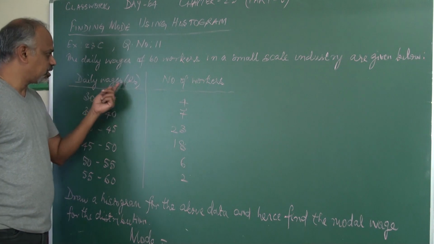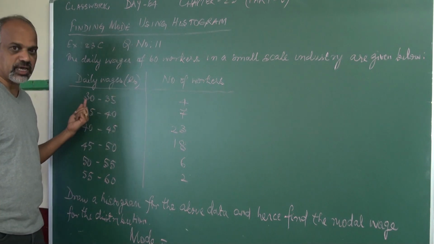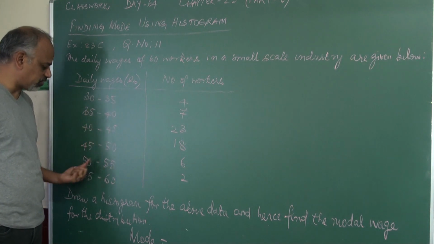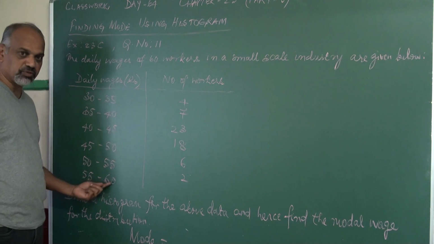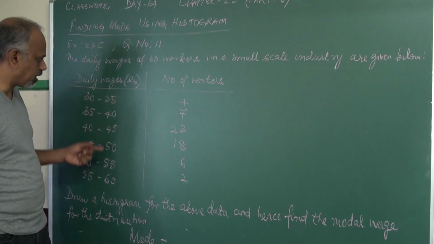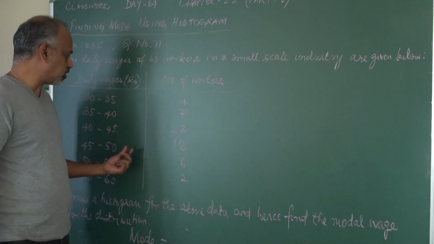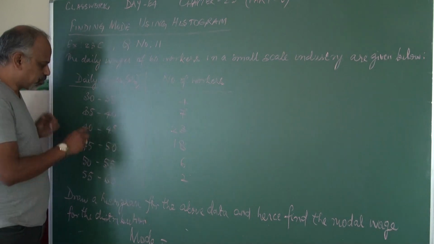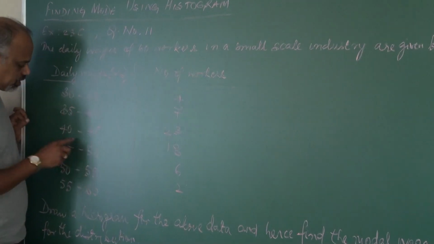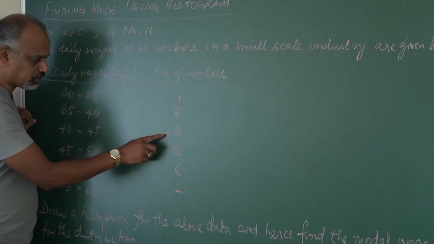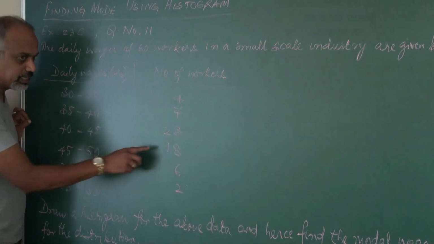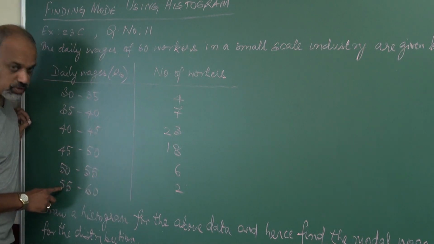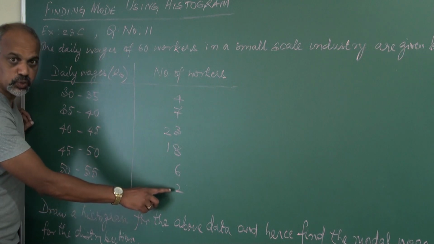The daily wages are given in rupees. Daily wages are between 30 to 35, 35 to 40, 40 to 45, 45 to 50, 50 to 55 and 55 to 60. And the number of workers who earn this, that is between 30 and 35, there are 4 workers who earn so much. Between 35 and 40, there are 7 workers. Between 40 and 45, there are 23 workers. Between 45 and 50, there are 18 workers. Between 50 and 55, there are 6 workers. And between 55 and 60, there are 2 workers.